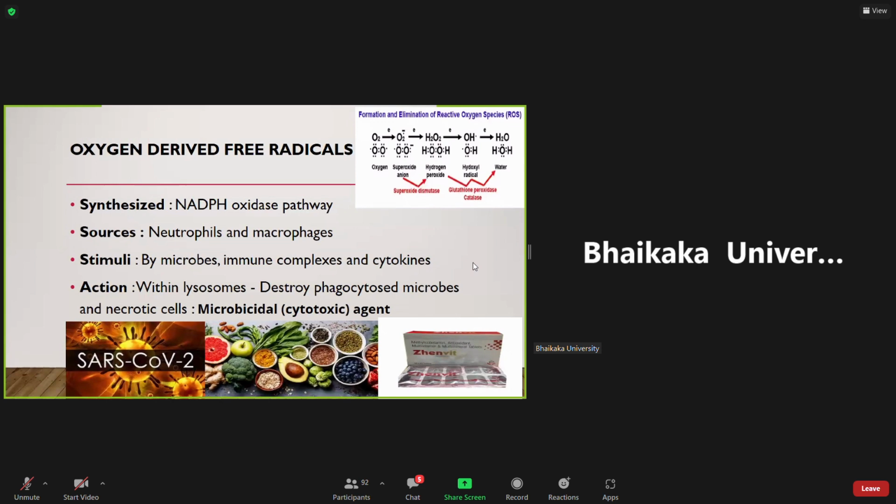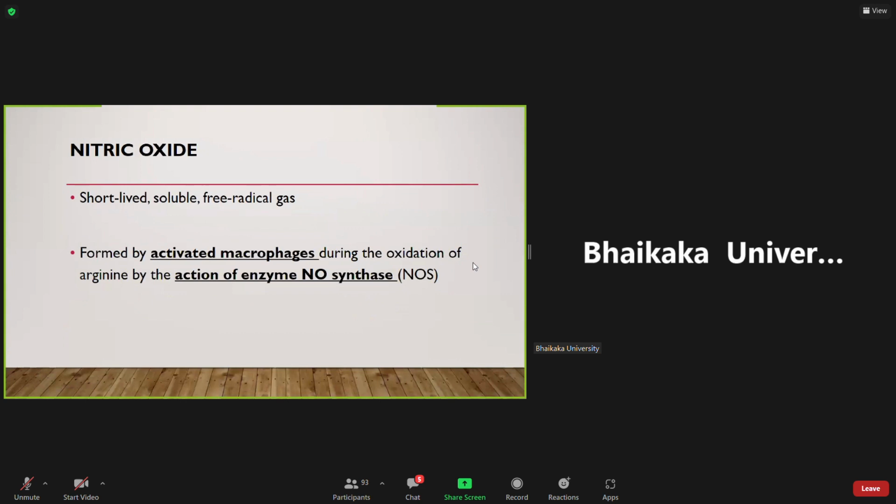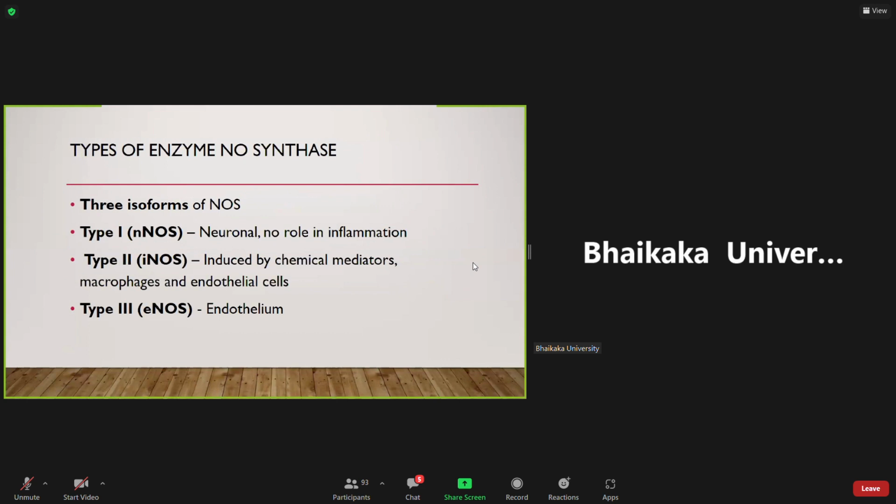Okay, but on the other hand, coming next, nitric oxide, NO, is a very short-lived, soluble and free radical gas. It is formed by your activated macrophages, and it happens during the oxidation of arginine by the action of the enzyme nitric oxide synthase, NOS. So there are 3 isoforms, type 1, 2 and 3. One is neuronal, so it is named NNOS, which has no particular role in inflammation. Type 2, INOS, is in induced cells, whereas type 3 is exclusive to endothelium.